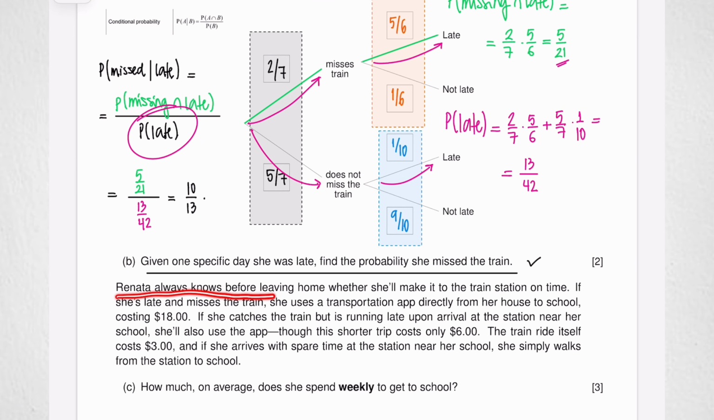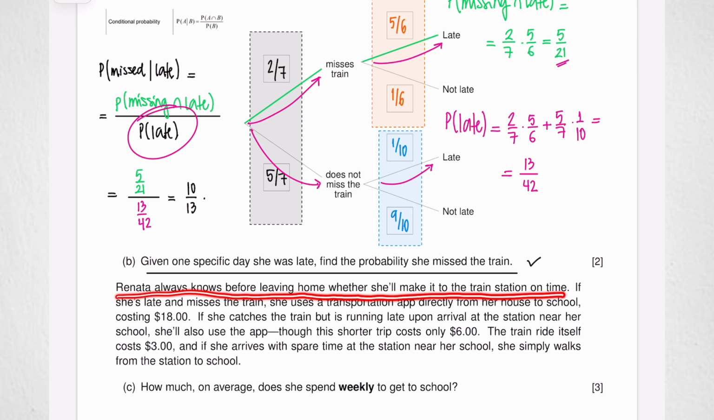Hinata always knows before leaving home whether she'll make it to the train station on time. So let's say that she's at home. Let's call this home. And let's say that she looks at the clock and she knows whether she's going to make it on time or not. She knows how long it takes to get to the train station. If she knows she's going to miss the train, then at home she calls an app, or she uses a ride-sharing app, and she spends $18 to get to school. However, if she believes she can make it on time, then she takes the train.